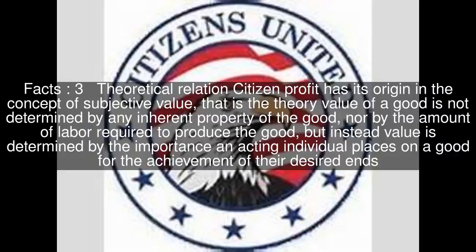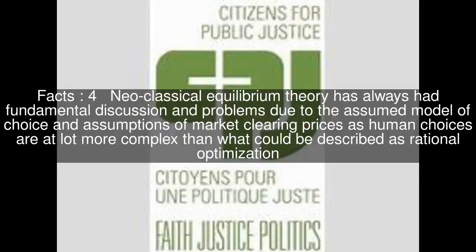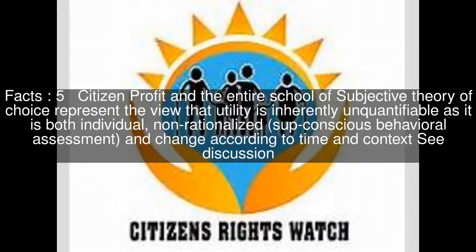of their desired ends. Neoclassical equilibrium theory has always had fundamental discussion and problems due to the assumed model of choice and assumptions of market clearing prices, as human choices are a lot more complex than what could be described as rational optimization. Citizen profit and the entire school of subjective theory of choice represent the view that utility is inherently unquantifiable, as it is both an individual, non-rationalized, subconscious behavioral assessment, and changes according to time and context.